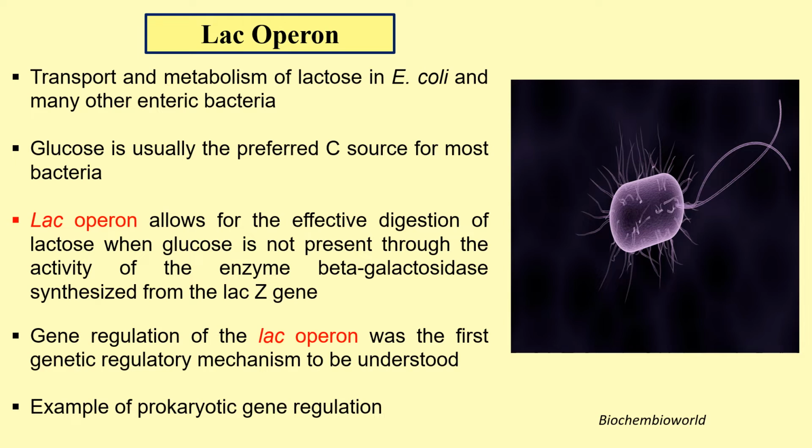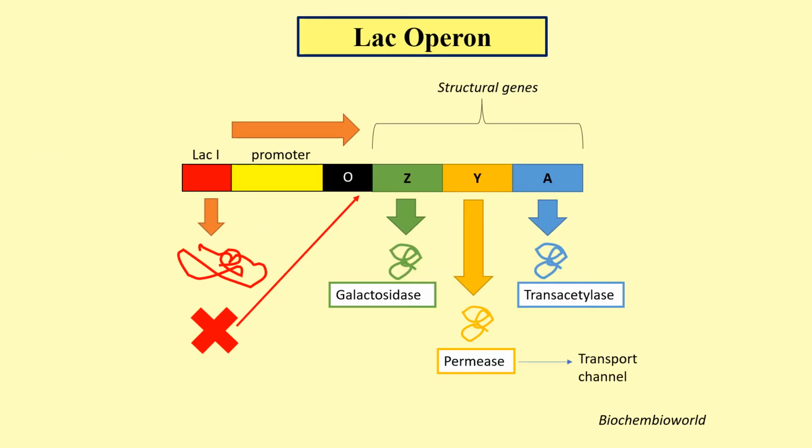I have made a video on polycistronic mRNA. Prokaryotes usually synthesize a polycistronic mRNA, that is an mRNA which is responsible for synthesizing more than one functional protein. The lac operon is also a polycistronic mRNA, and this is the structure of the lac operon.